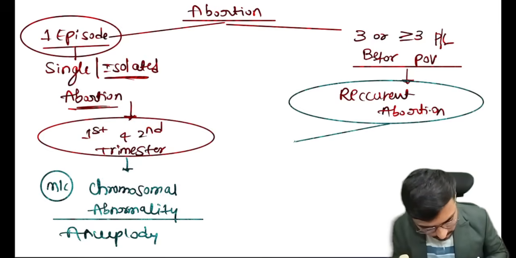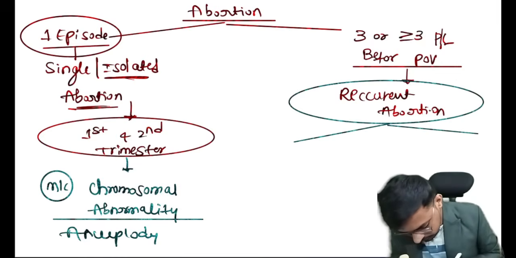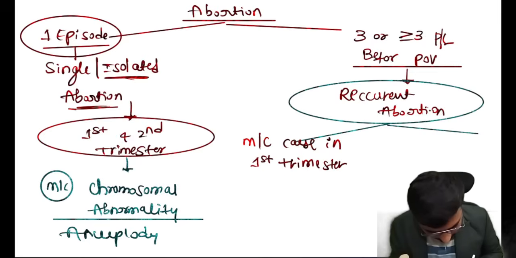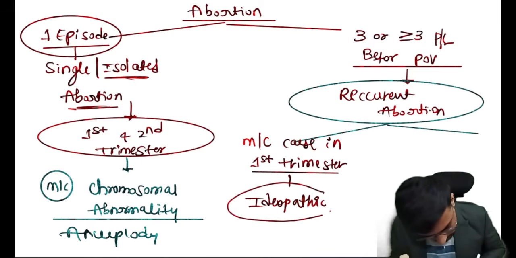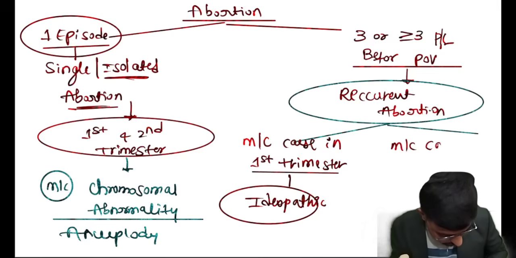In this one, the most common cause in the first trimester is idiopathic, meaning we don't know. Okay, so this is a very important thing. And the second one, the most common cause in the second trimester.